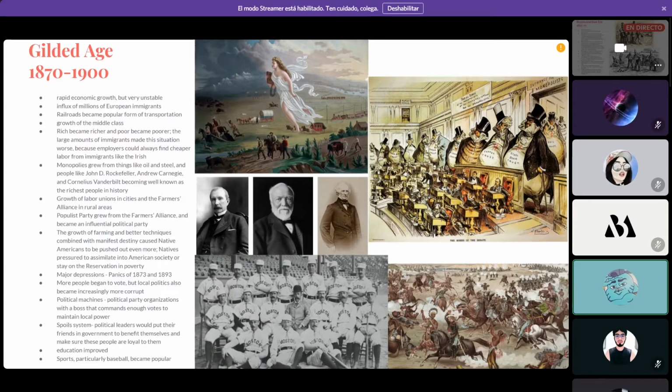And with these things, there was the growth of billionaires, millionaires, like John D. Rockefeller, Andrew Carnegie, and Cornelius Vanderbilt. Those are the three portraits in the middle there on the left.